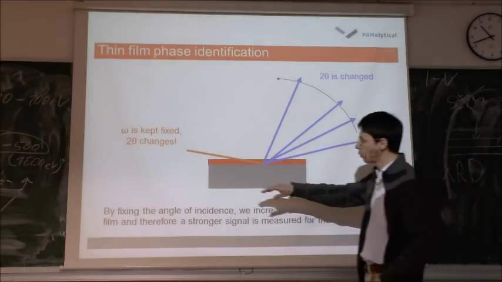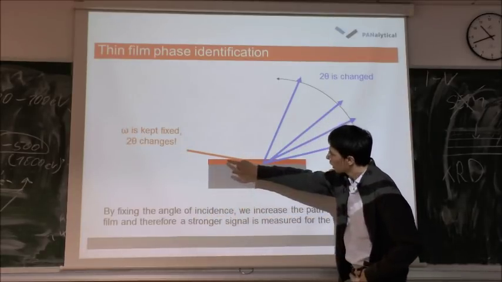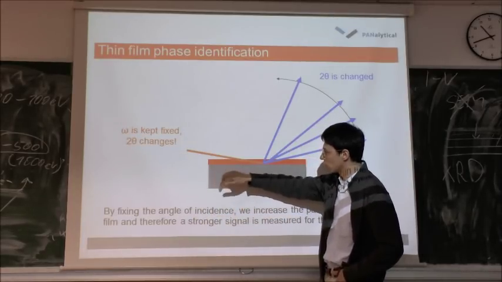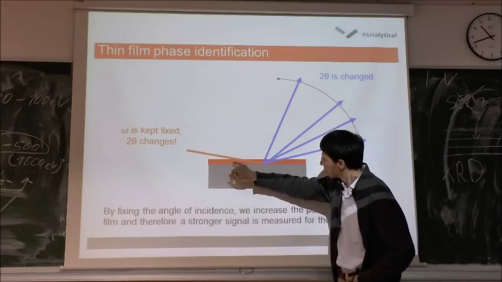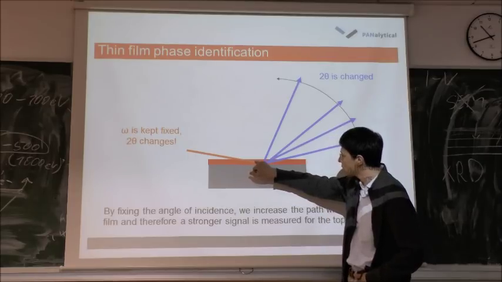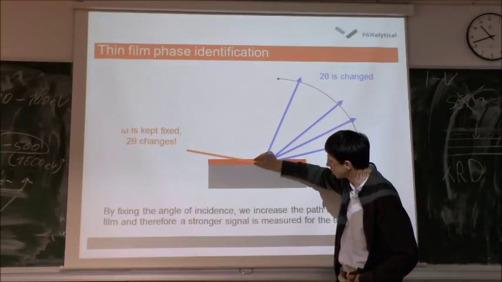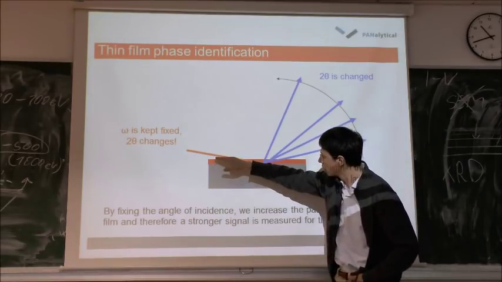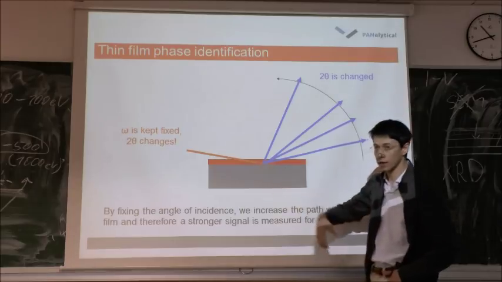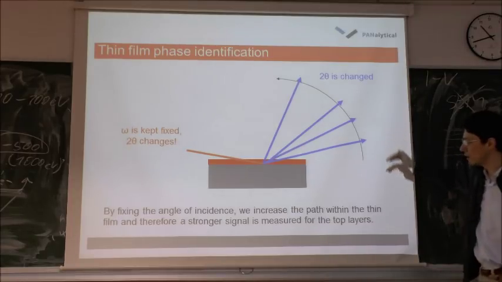What we do is put omega at a certain value, which is then fixed, and this omega is very small, normally like 0.5 degree. Because it is small, the path of X-ray through the film is long. If you shine at higher angles, the distance is short. If you go at very small angle, the distance is long, and based on the longer distance, you get more signal into the detector. And then what you change is the 2 theta.